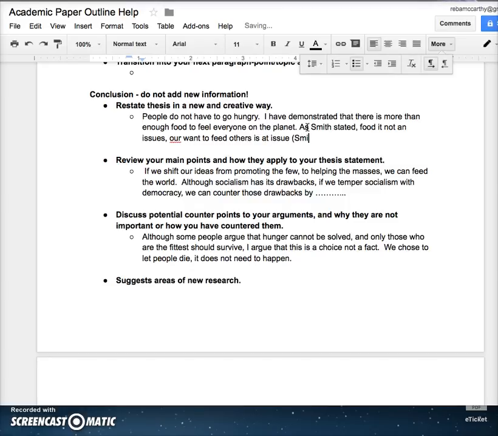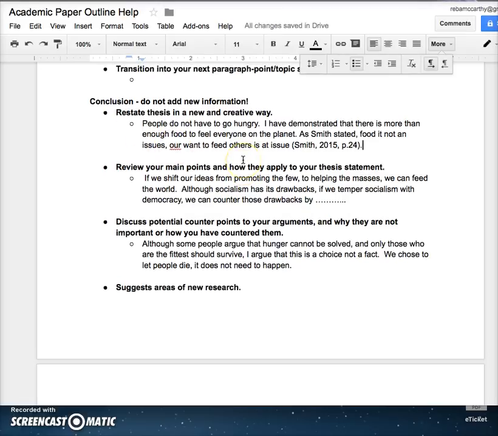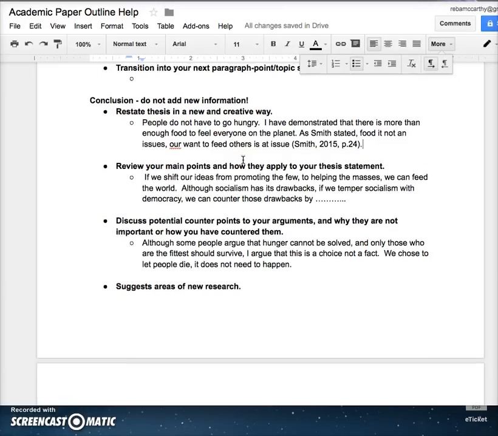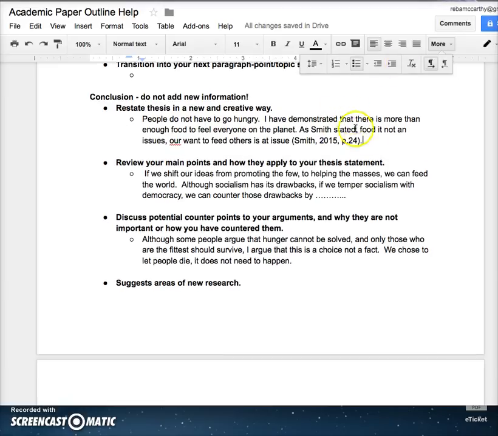And again, if I bring somebody up, I do the citation immediately. I don't forget the page number if it's a book, the last name if it's a periodical, or the author if it is an article from the internet. All right, so I have demonstrated that there is more than enough food to feed everyone on the planet. As Smith stated, food is not at issue. Our want to feed others is at issue. So what I basically did is I made a claim and I supported my claim by using another expert, and then I can go on to explain it.